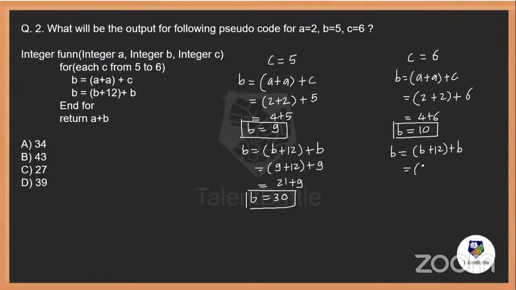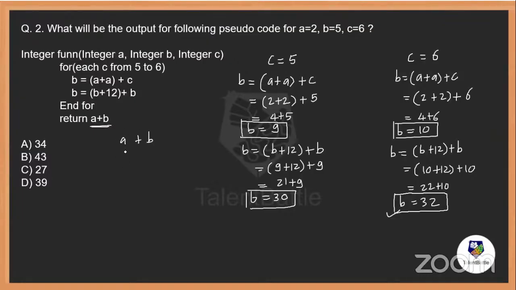Updated values we have to consider. So 10 plus 12 plus 10 comes out to be 22 plus 10, that is 32. So at the end of the for loop, the value of B is 32. Then the loop will be exited. After that, you are going to calculate the return statement. As per the return statement, we have to perform A plus B.